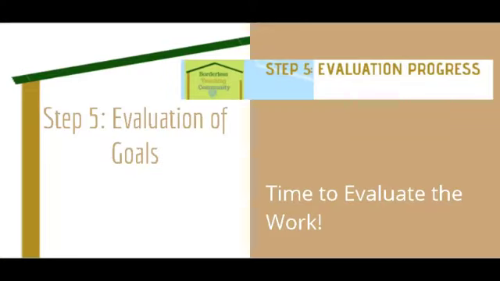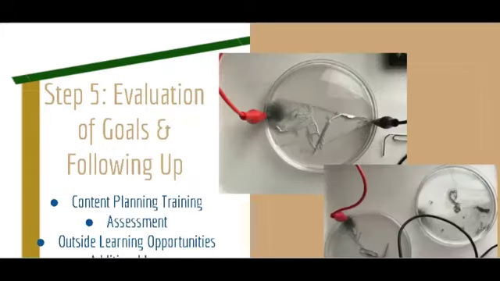So now we're at step 5 where we evaluate our process and we take a look at all of the work we've done. Step 5 evaluation has to do with the evaluation of our goals that were started at the beginning of our lesson planning and following up. This also takes a look at our content planning training. It takes a look at our assessments, our outside learning opportunities such as field trips, and other things that are going to be given to each lesson plan as you follow up and build more understanding for your student.